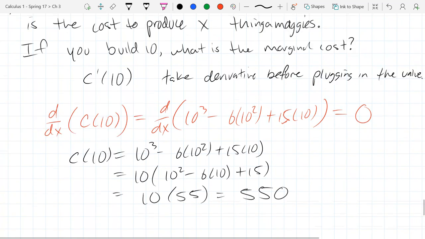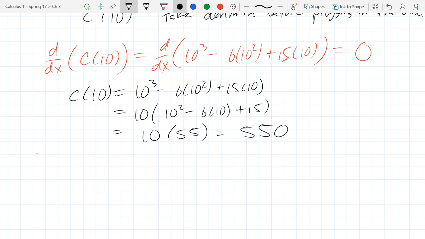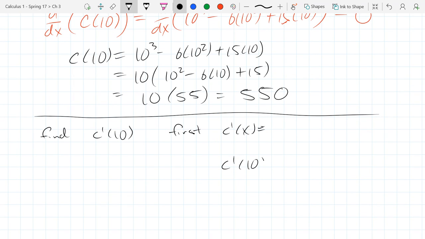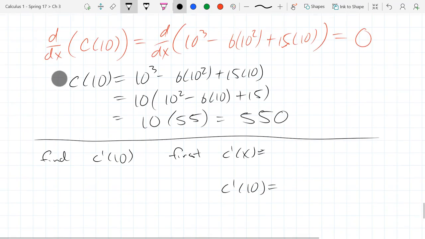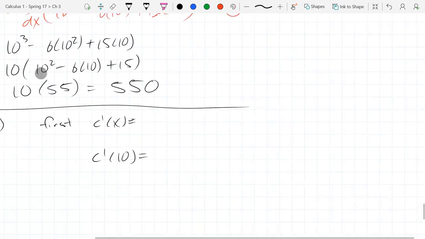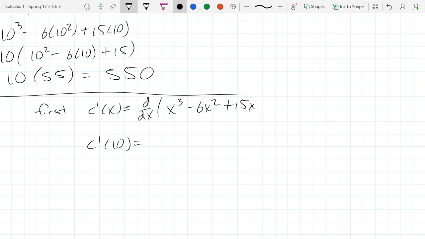Still not the answer to the question. If we build 10, it didn't say what's the cost to build 10, but what's the marginal cost? So let's answer the actual question. So we need to go C prime of 10 the correct way. So first, you need to go C prime of just x. And once you figure that out, then you plug 10 in. So we'll just write d/dx and rewrite the C function: x cubed minus 6x squared plus 15x. So take that derivative and then plug in 10 afterwards.